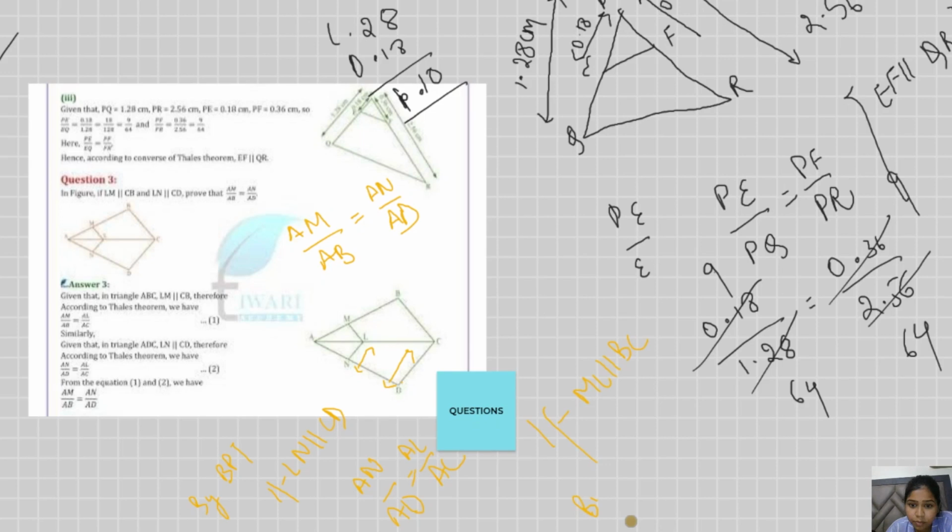So let this be 2 and let this be 1. So from 1 and 2 we can see that this AL by AC and this AL by AC are equal. So AN by AD will be equal to AM by AB, and this is what we have to prove, and hence we have proved the question with the help of the BPT theorem and Thales theorem. Right, now let's move ahead with another question.